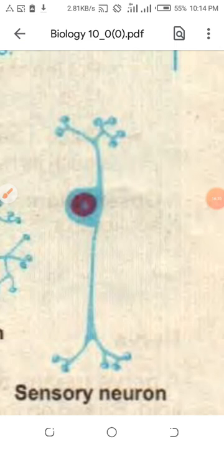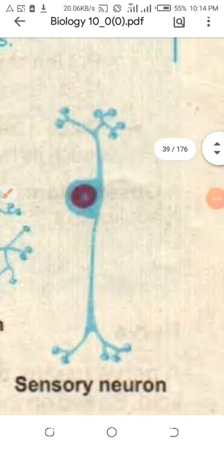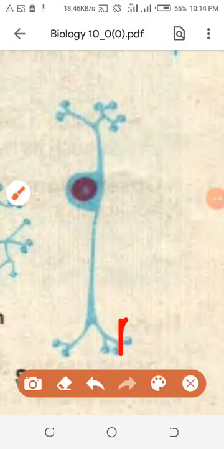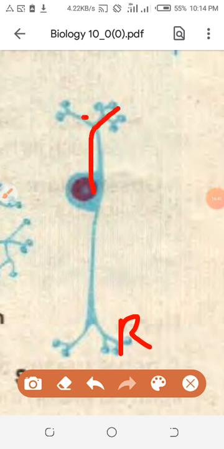The message is being transmitted from the receptor. This is a receptor. It is going to the cell body, and then it is going to the axon. Now one thing is clear: there is a difference in structure between the sensory neuron and the motor neuron.